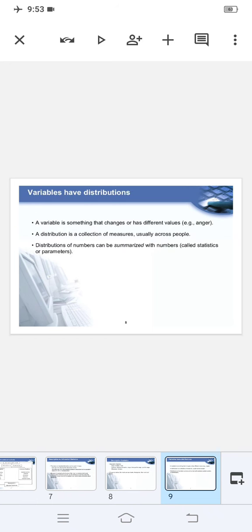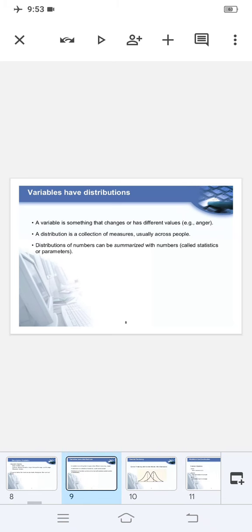Variables have distributions. What are variables? A variable is a thing that changes or has different values. Like the x variable and y variable we have studied in mathematics. So what is a distribution? It is a collection of measures, usually across people. That collection is known as a distribution. A distribution of numbers can be summarized, and therefore it is known as statistics or parameters.